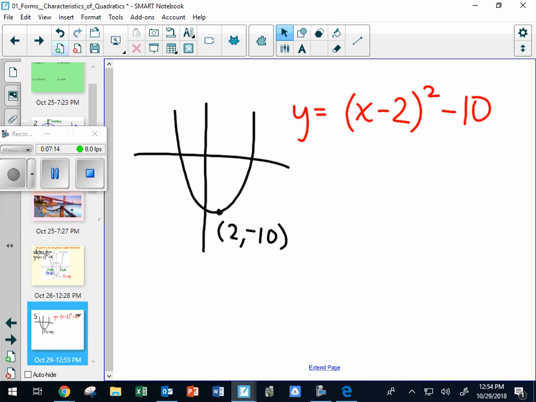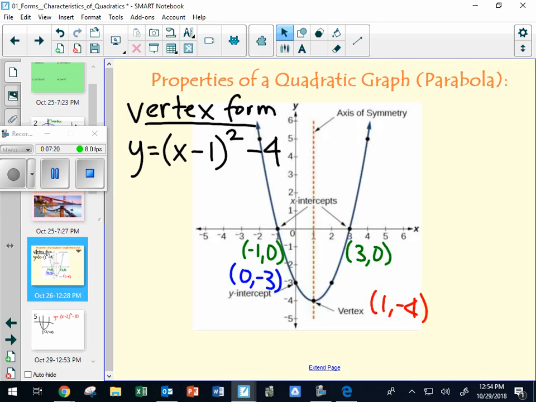But there's something that you guys have been doing on your, was it the top 20s? If you have something like this, can you expand it? Can you FOIL it out? Why don't we take 30 seconds right now, try and expand this out.